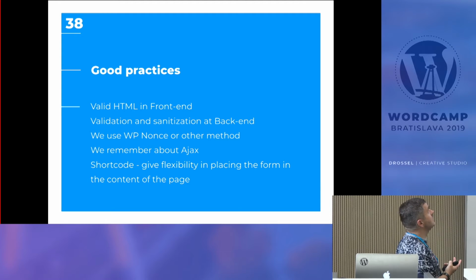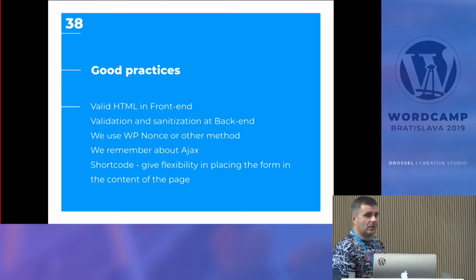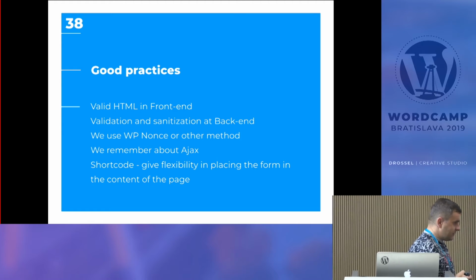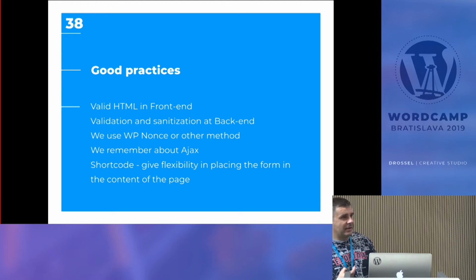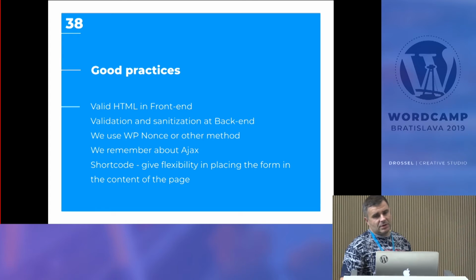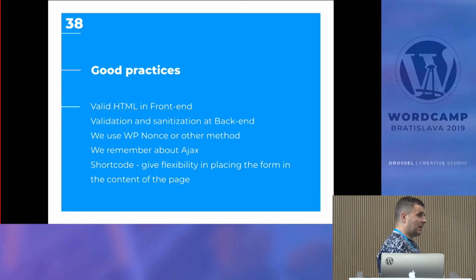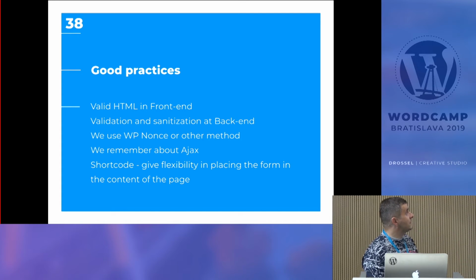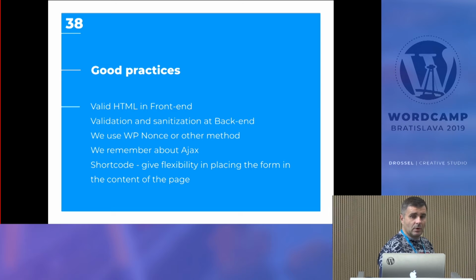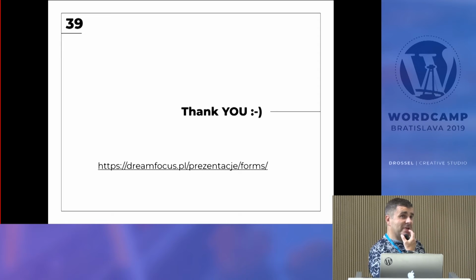And the last thing, good practices, of course, in my opinion, when we code a form. So first of all, we should validate HTML in the front end. The second, we have to validate and sanitize data on the backend, always. We can use WP nonce or another method for verification and to secure our form. We can remember about Ajax. Ajax is not necessary, but it's useful. And if you would like to give some more flexibility to our solution, we can use a shortcode. So I think it's everything. Thank you very much. If you have any questions, I'll be here.